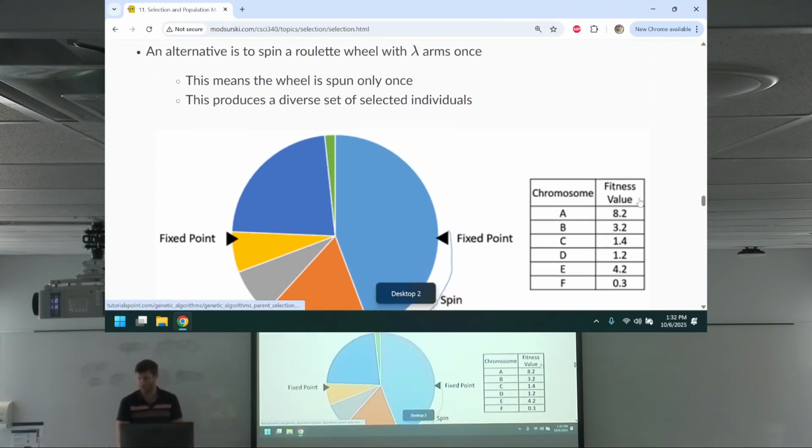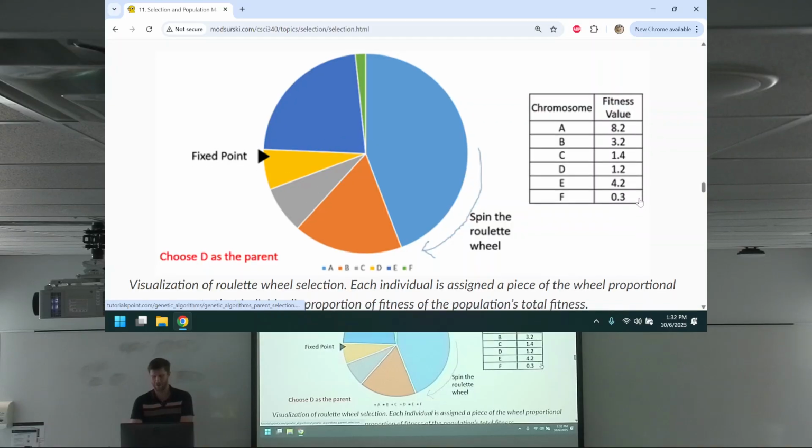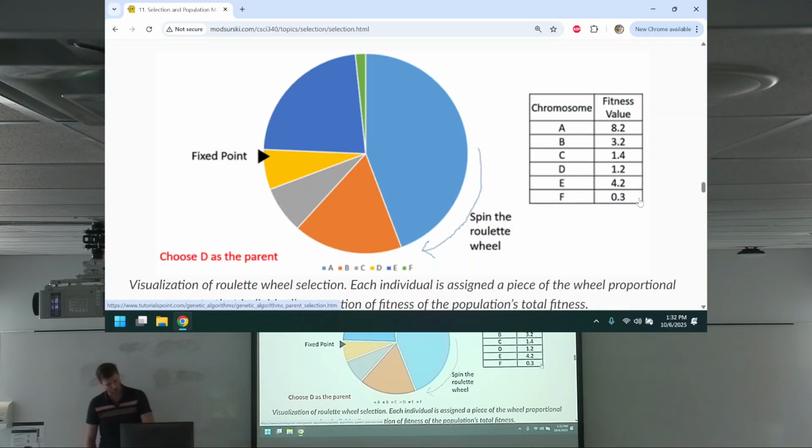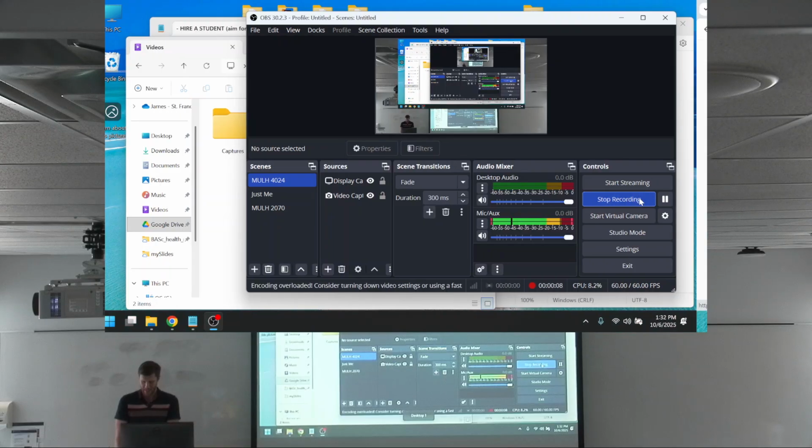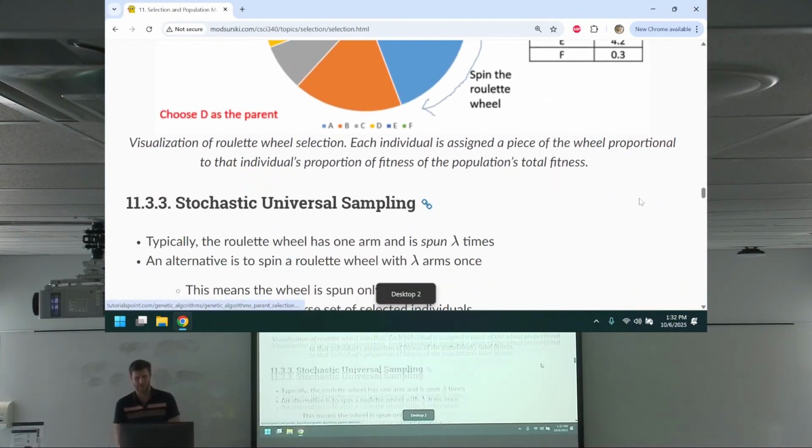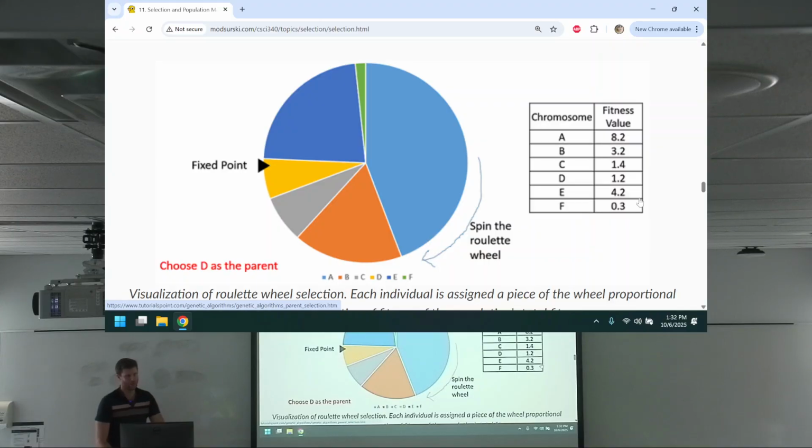This is where we left off, right? We were talking about roulette wheel, where this is the visualization of the idea of roulette wheel, but it's just a visualization, but it's a decent one, right? Like spin the wheel, right? And here's the fixed point.